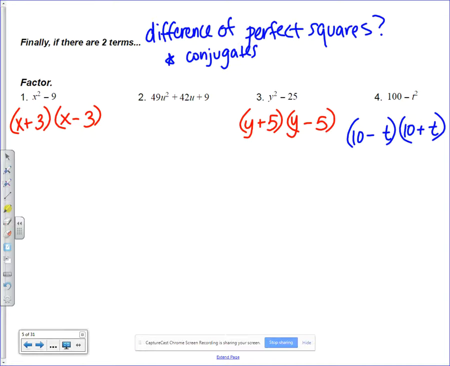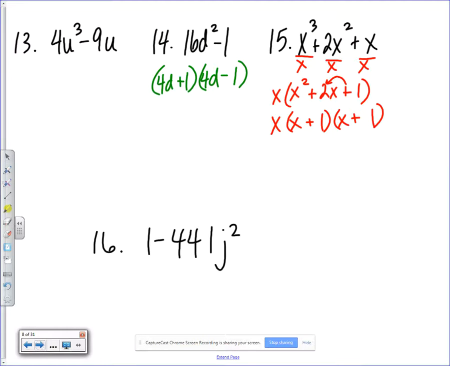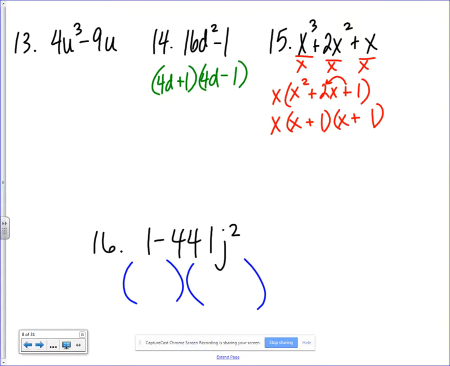Which means we should also be able to do number 16, which looks like this. There's no GCF there, right? Is this the difference of two squares? So we're going to make conjugates. 1, 1, right? 21, 21. Don't forget to put what on those 21s? J's. And then we have 1 plus 1 minus.